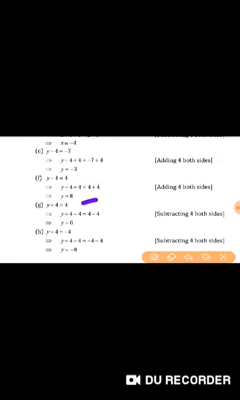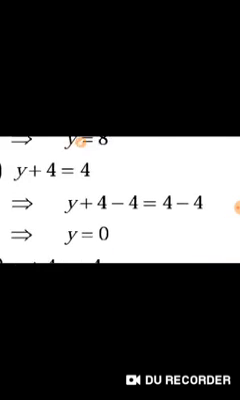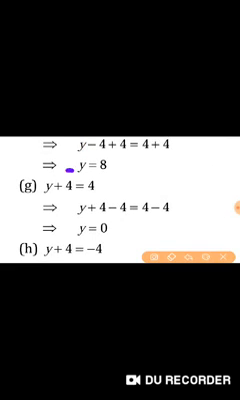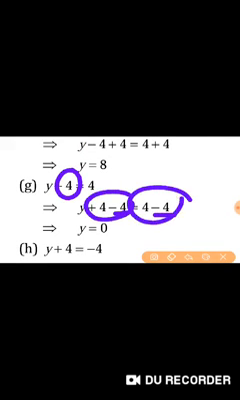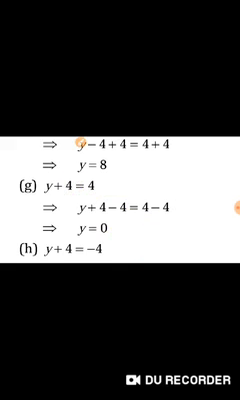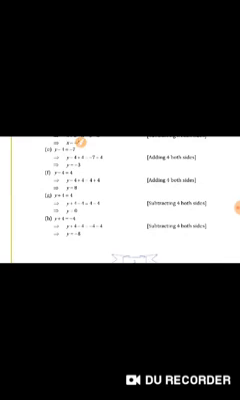Here, y plus 4 is equal to 4. I want to remove this plus 4, so I subtract 4 on both sides. 4 minus 4 is 0. So y is equal to 0. That will be the value of the variable. This is how you have to solve.